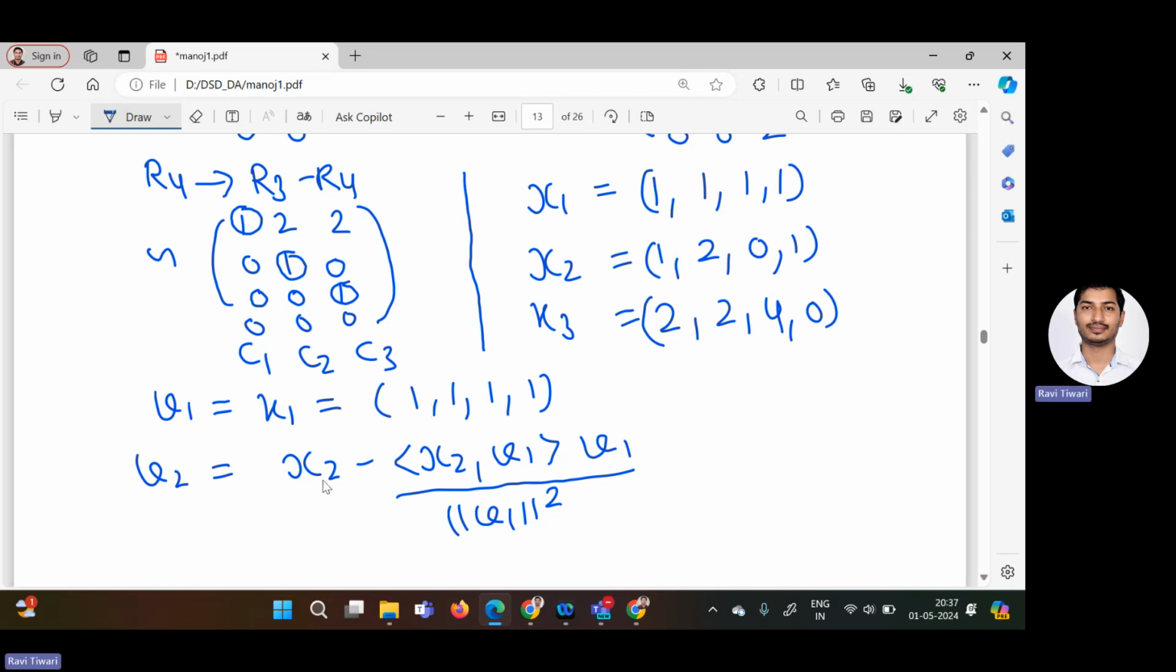Now you can use the formula, this Gram-Schmidt orthogonalization process. V2 we can calculate, and similarly we can calculate V3. This type of question we have done earlier, so now you can calculate. Now the second problem is given.